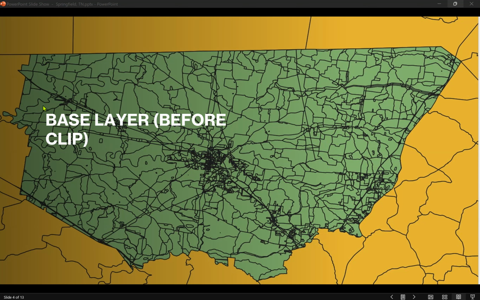This is what my base layer looks like before I clipped it. You'll see the census tracts overlapping Robertson County, and you can see that I was using this shapefile so that I would have census tracts covering Robertson County. And I eventually got it down to Springfield, but this is just the first thing I started with.